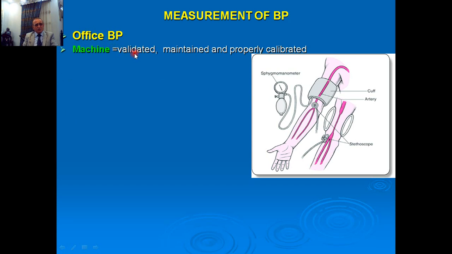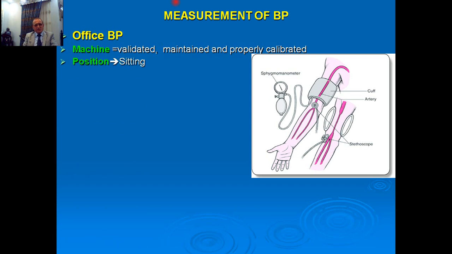There are certain rules which we should follow in this. These are very, very important. Don't take it simply, because most of our problem starts here. A patient checks his blood pressure in a clinic, he finds a number or a figure, in another clinic another number. These are mostly due to operator technique and not the patient's fault. Occasionally it is the patient's sympathetic nervous system, but mostly it is the operator's fault. The machine should be well validated, maintained, and properly calibrated.